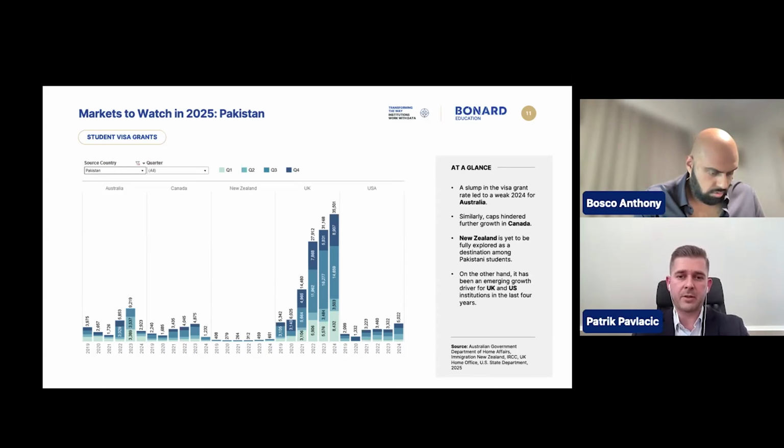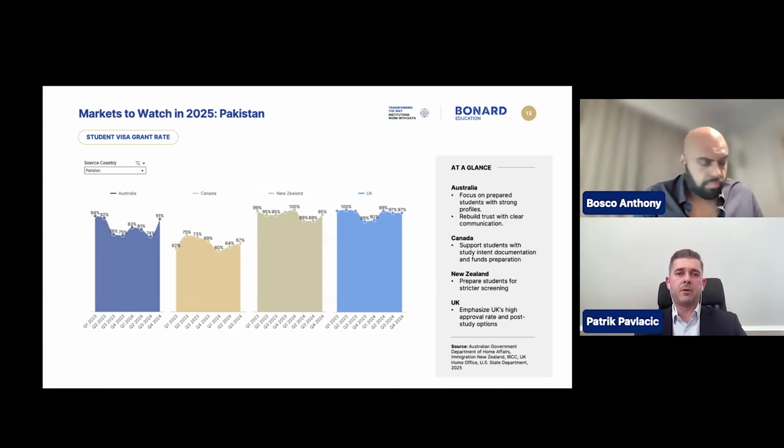And you see very strong performance for the UK, where Pakistan was actually the main driver in terms of new student visas being issued. And also in the US, with the very challenging environment and the vast majority of markets declining at the moment, we still see a positive development from Pakistan.